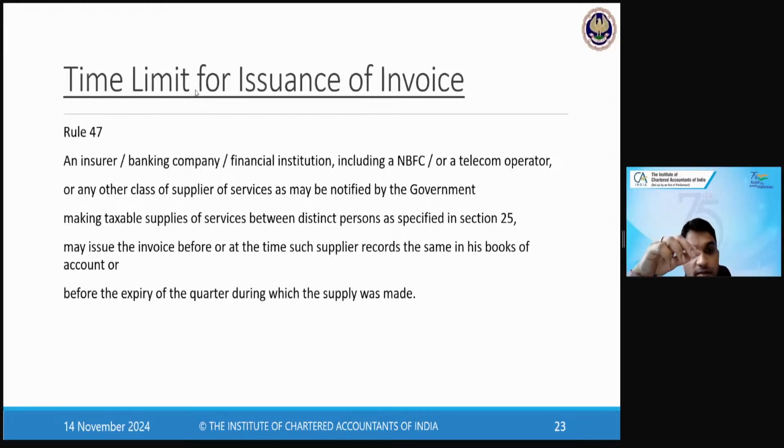These people, when they are making any supply, any kind of transactions between one entity to another entity which is registered, related party transactions, for which you have to raise an invoice, they can issue the invoice before or at the time such supplier records the books, or before the expiry of a quarter. If you do not raise it on a monthly basis, we will not trigger the time of supply, but you have to raise it at least on a quarterly basis, which means before the expiry of the quarter during which supply was made. You have to raise the invoice. If you have raised it before that itself, then that will be the time of supply.